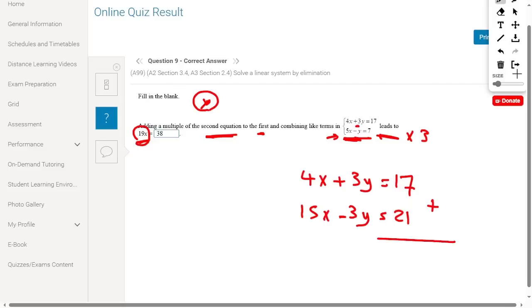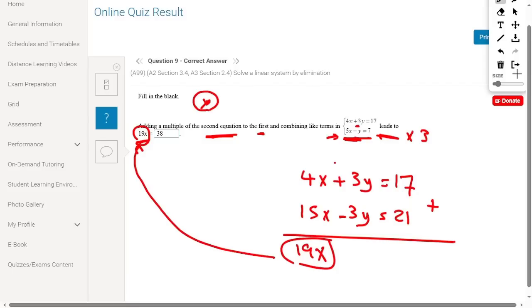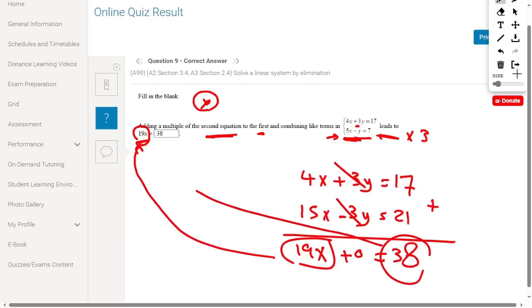Now let's do add. So 4x plus 15x, 19x, and 19x, this is what he's asking about, and 3y minus 3y equal to 0 equals 17 plus 21, it would be 38. So the answer here will be 38 for the 19x. He didn't ask for x, he asked for 19x.